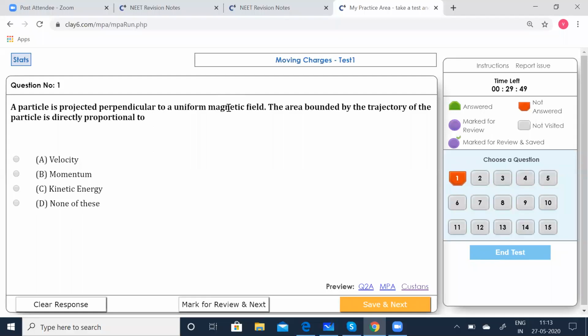The area bounded by the trajectory of the particle is directly proportional to velocity, momentum, kinetic energy, none of these. All right. Now you know area is directly proportional to r squared, pi r squared, right? So we can write A is directly proportional to r squared. Now what is R? R is mv by qB. You can quickly see in the NEET notes, there it is given as R is equal to mv by qB.